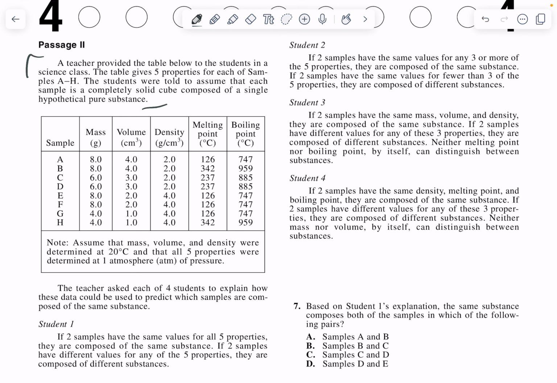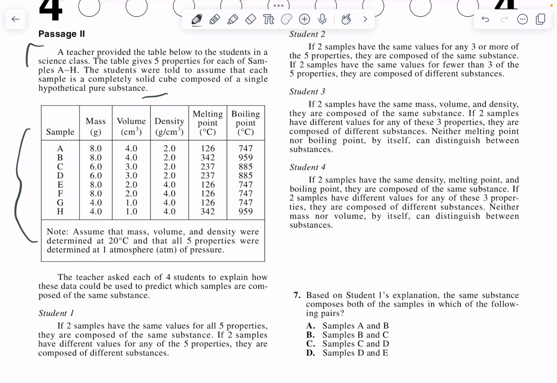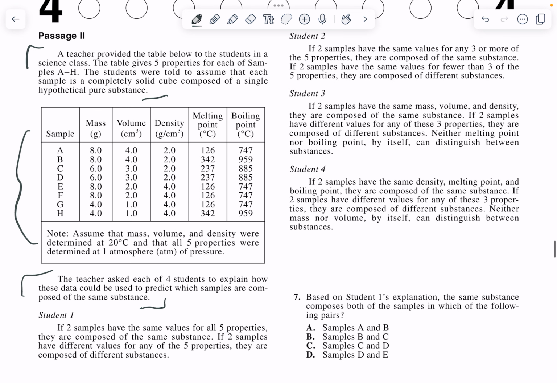So this says, passage 2, a teacher provided the table below to the students in a science class. The table gives 5 properties for each of samples A through H. The students were told to assume that each sample is a completely solid cube composed of a single hypothetical pure substance. Okay, then it gives us this table. We're not going to look at it right now because, again, we don't know what they're going to ask about it. And then this little bottom blurb down here, the teacher asked each of 4 students to explain how these data could be used to predict which samples are composed of the same substance. Okay, so that's our intro here.